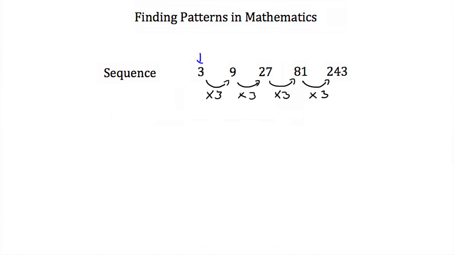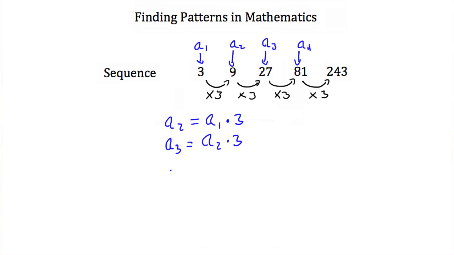Now, if 3 is A1, 9 would be A2, 27 would be A3, and so on. That means that I found A2 by taking A1 and multiplying it by 3. I also found A3 by taking A2 and multiplying it by 3. In fact, every term, A4, I get by taking A3 and multiplying it by 3. If I wanted to write a generic equation for every term in this sequence, I would say that a sub n, depending on whatever term n is, is always equal to 3 times a sub n minus 1.